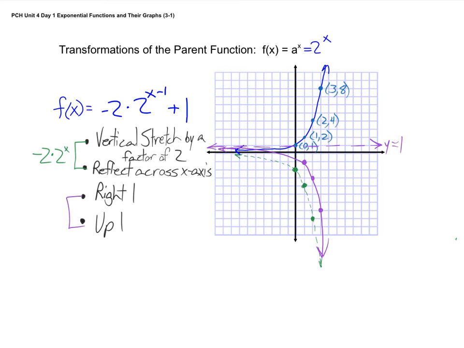Donald? What is the asymptote? The asymptote is y equals 1 because the asymptote originally was y equals 0, right? But the whole thing gets shifted up 1 unit. So your asymptote is going to shift with that. So now our asymptote is at y equals 1 instead of y equals 0.